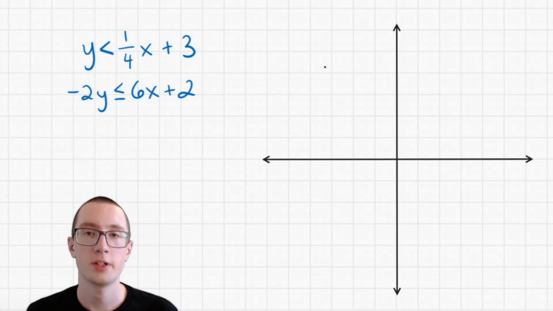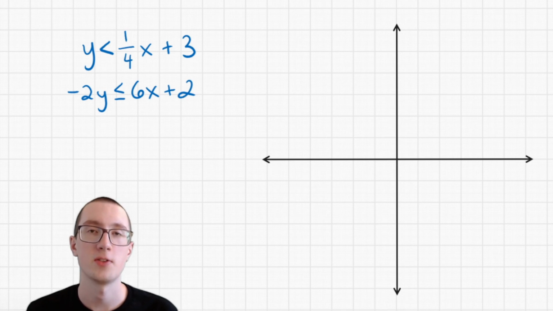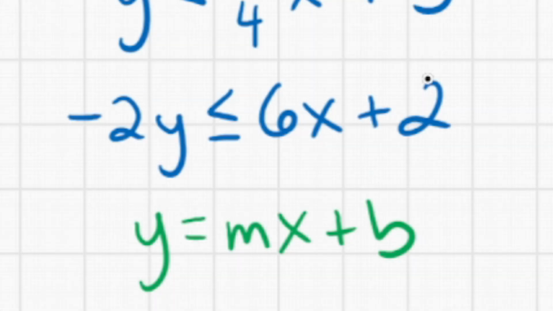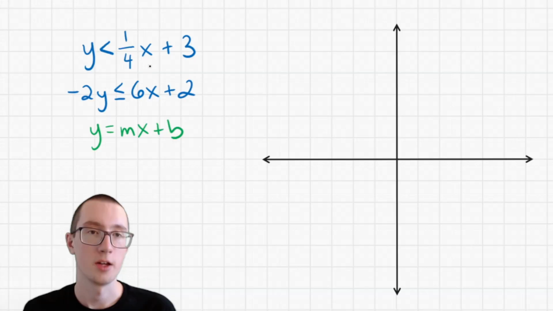Okay, so we're going to go ahead and do this the same way as we did before. We're going to graph these, and remember that the equation of the line is y equals mx plus b. So you may notice that we have one slight problem. This equation right here, this is not in the form y equals mx plus b because we have this minus 2 next to the y.